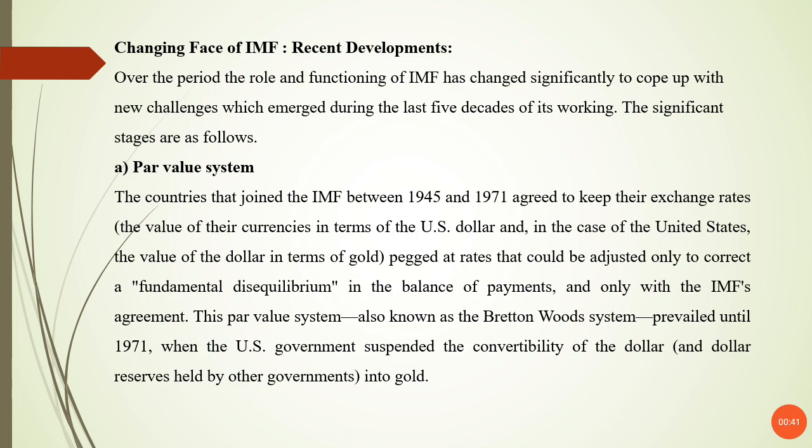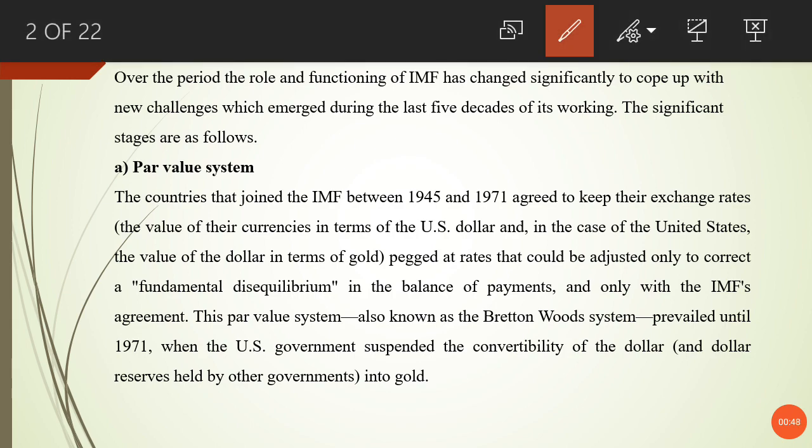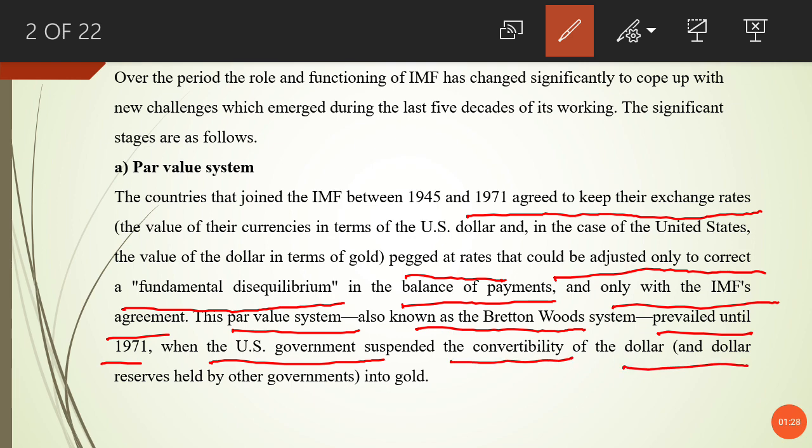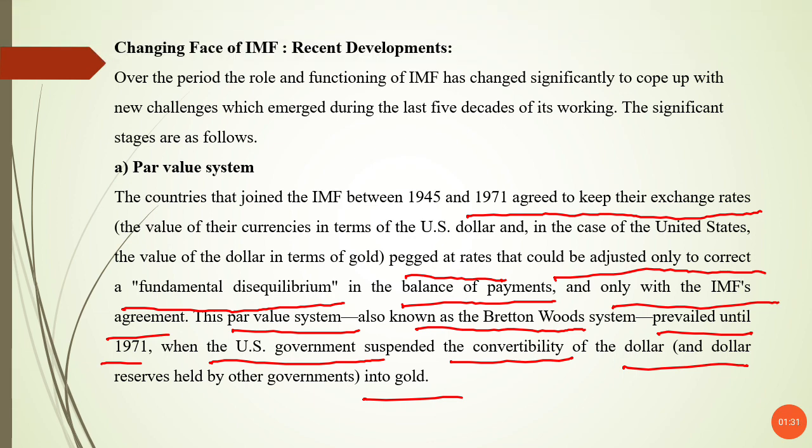A. Par value system. The countries that joined the IMF between 1945 and 1971 agreed to keep their exchange rates, the value of their currencies in terms of the US dollar, and in the case of the United States, the value of the dollar in terms of gold, pegged at rates that could be adjusted only to correct a fundamental disequilibrium in the balance of payments, and only with the IMF's agreement. This par value system, also known as the Bretton Woods system, prevailed until 1971 when the US government suspended the convertibility of the dollar and dollar reserves held by other governments into gold.